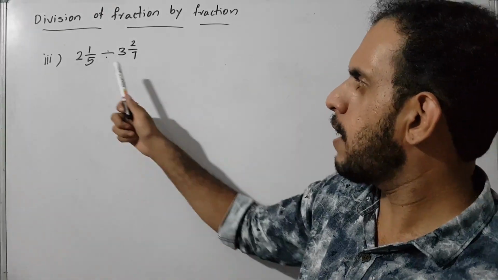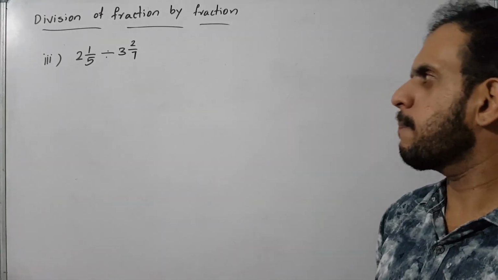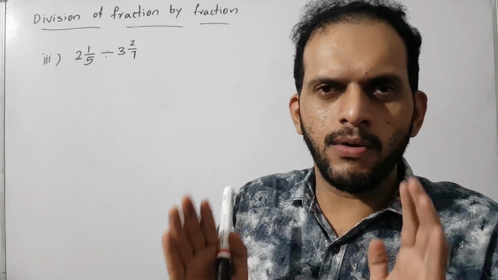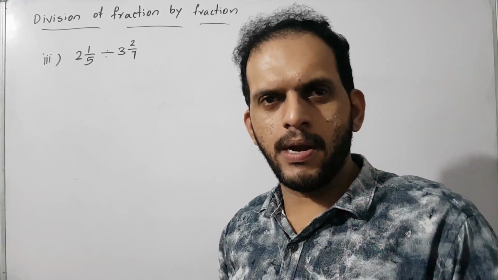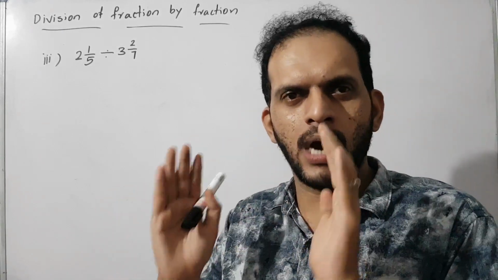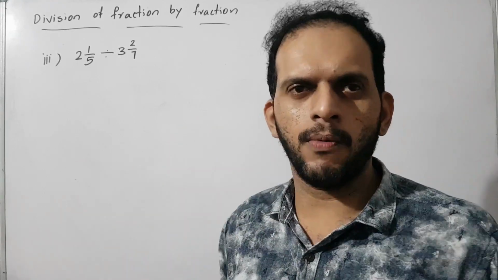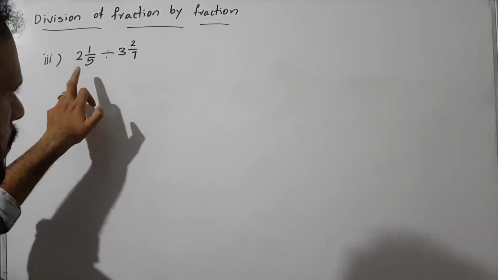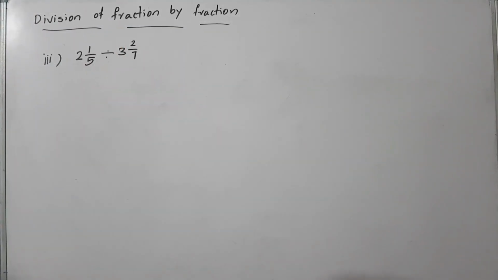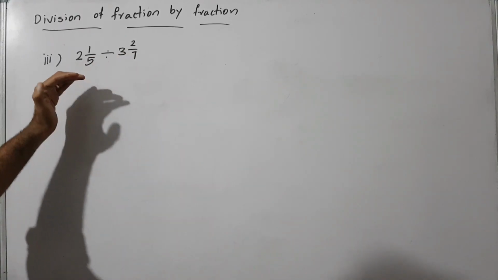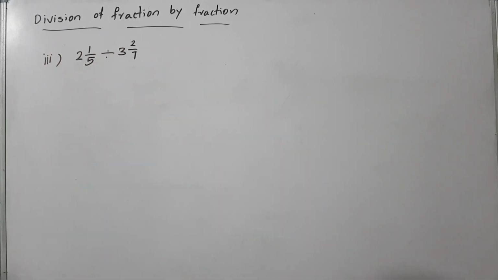Here we need to divide two mixed fractions: 2 1/5 divided by 3 2/7. In any question where we get mixed fractions, whether multiplication or division, what is the first idea? The first idea is to convert the mixed fraction into improper form. Here we need to convert both the dividend and the divisor. Sometimes only one side is given. If we get it like this, we convert both into improper fractions.